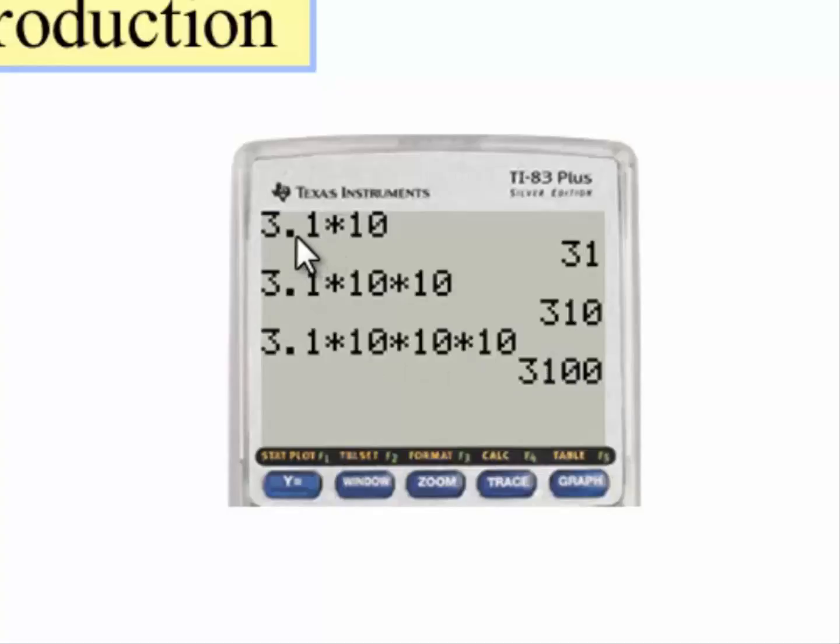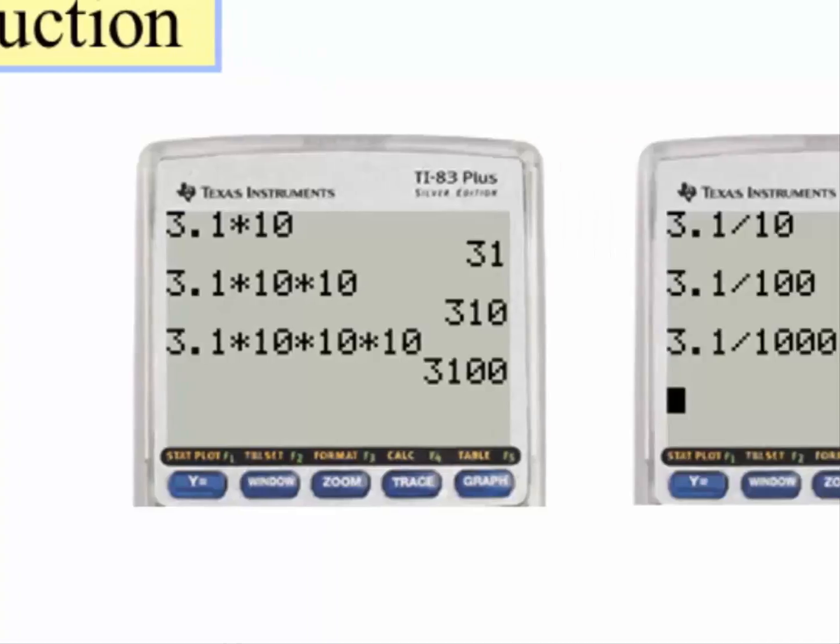3.1, if we move it one decimal place, it becomes 31. If we move the decimal place 2 places, it becomes 310. If we move it 3 decimal places, it becomes 3,100. So multiplying by 10 is very easy. We just move the decimal place to the right.